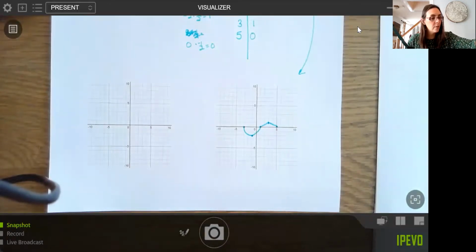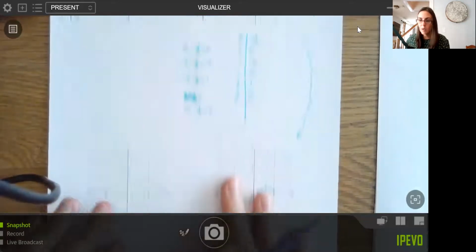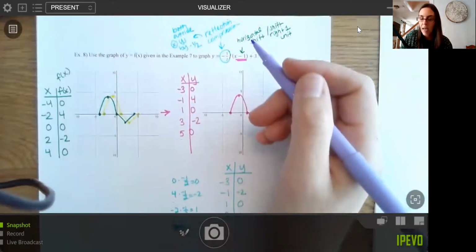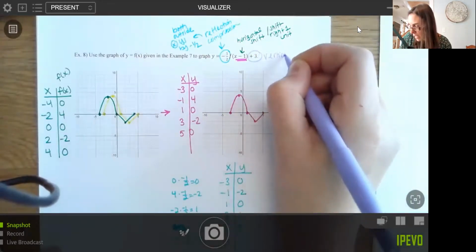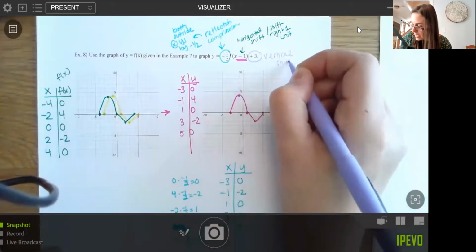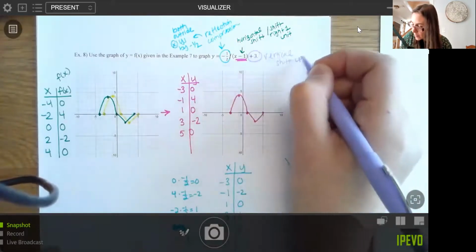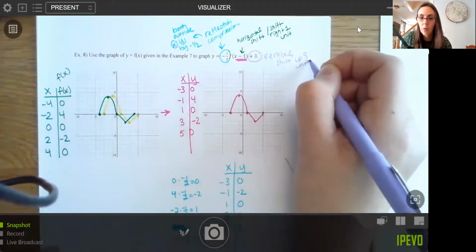Let's see, what color haven't we used? Let's do purple. All right, and the last one here, if I go back up, the last thing we always do are vertical shifts. And I do have one. So this right here, that's a vertical shift. And it's a +3, so it's going to go up 3 units. Your vertical shifts work normal.